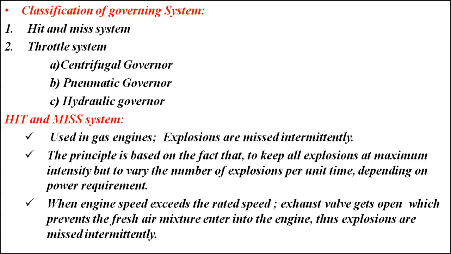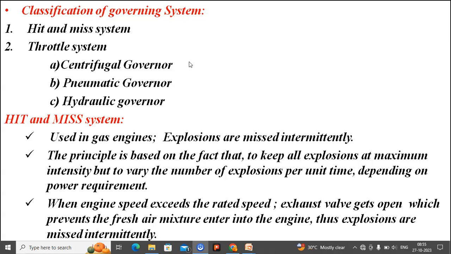In the hit and miss system, the explosions are missed intermittently. There is no change in the intensity of explosion, but the number of explosions per unit time gets changed, so that we can control the speed of the engine. It is basically used in gas engines. So how does it operate?